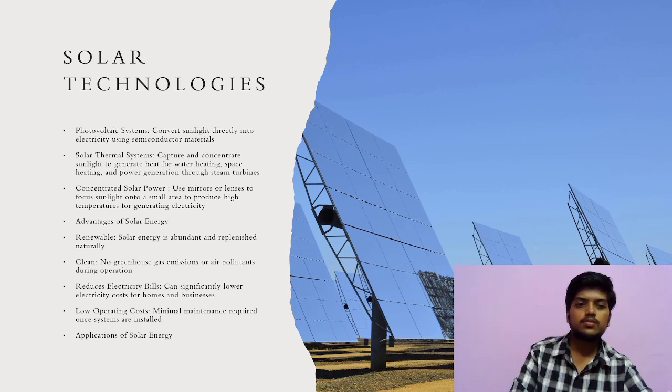Solar technologies: photovoltaic systems convert sunlight directly into electricity using semiconductor materials. Solar thermal systems capture and concentrate sunlight to generate heat for water heating, space heating, and power generation through steam turbines. Concentrated solar power uses mirrors or lenses to focus sunlight into a small area to produce high temperatures for generating electricity. Renewable: solar energy is abundant and replenished naturally.